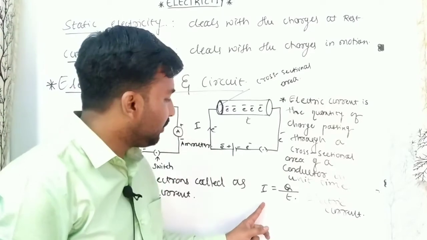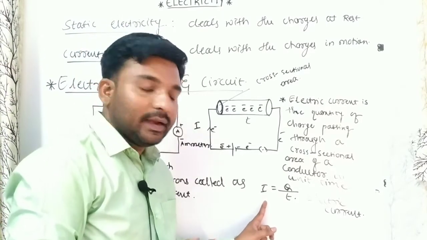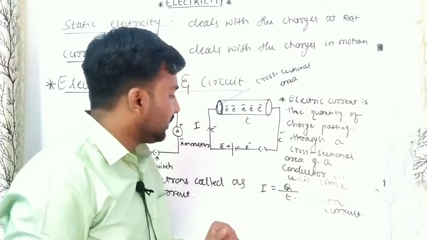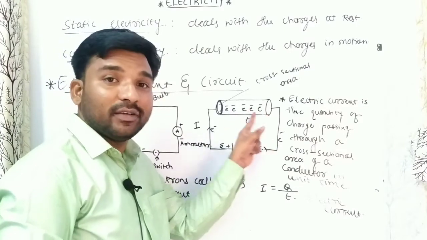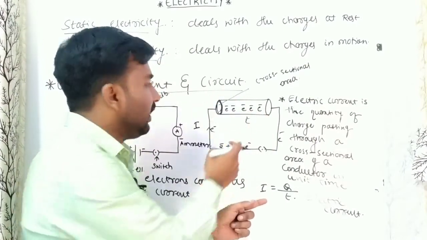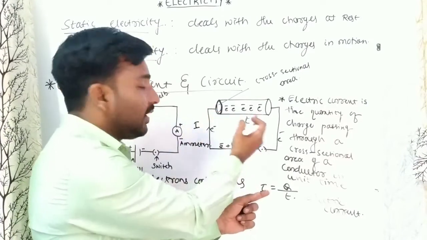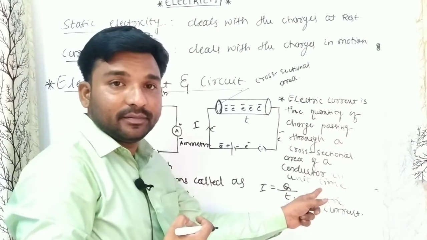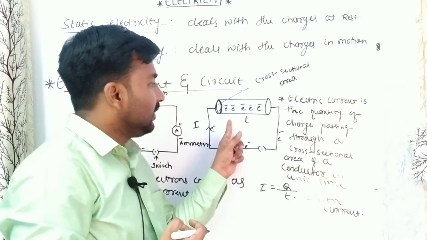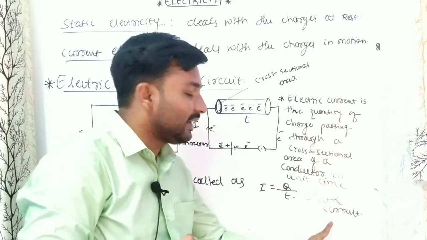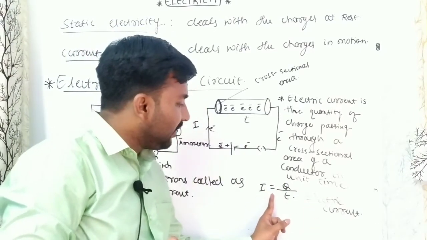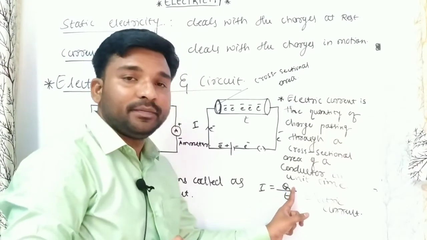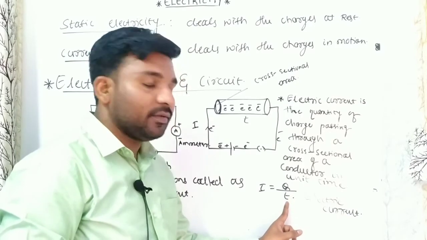Look here, once again I shall repeat. Electric current: the amount of charges, the quantity of charge, passing through a cross-sectional area. If you consider this cross-sectional area, how much amount of electrons are passing through a conductor in time T, that situation we call electric current. Mathematically, I is equal to Q divided by T. Q stands for the net charge and T stands for the time.